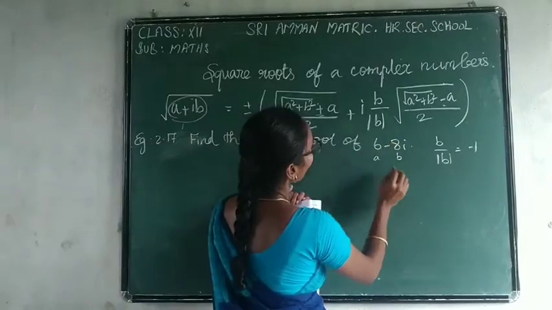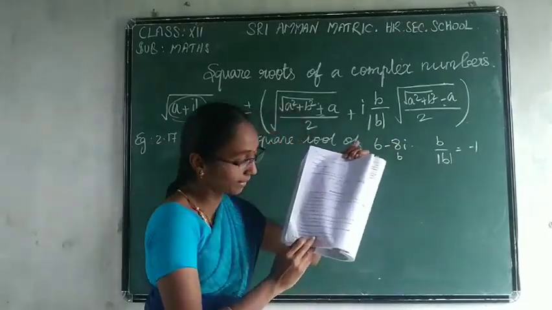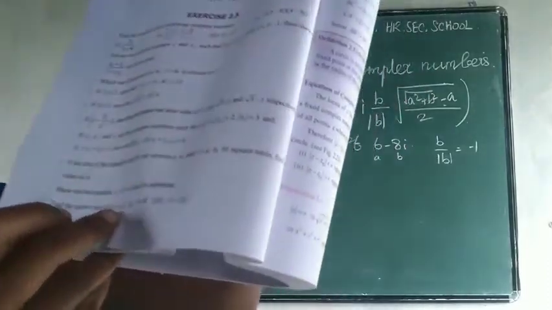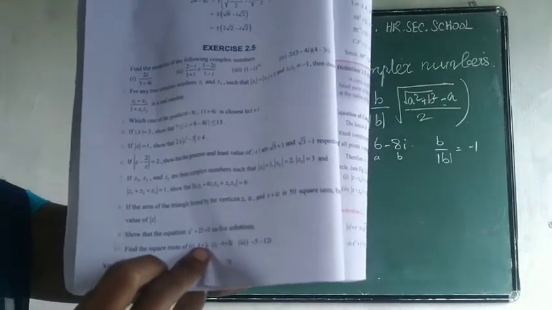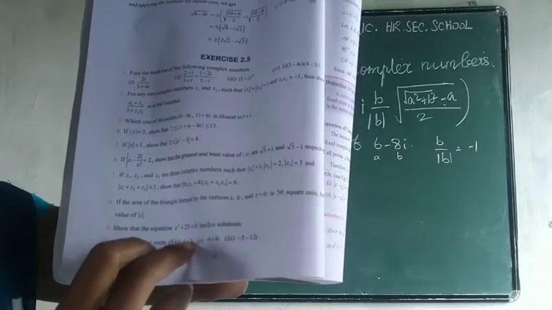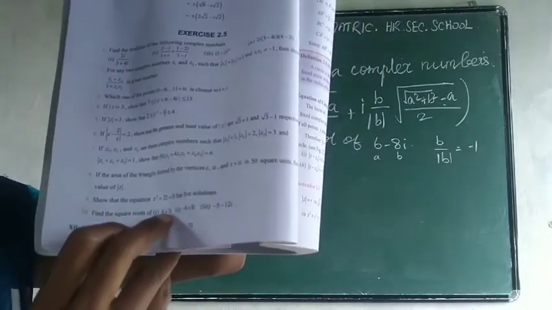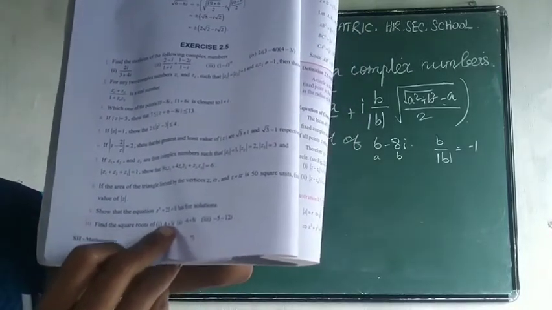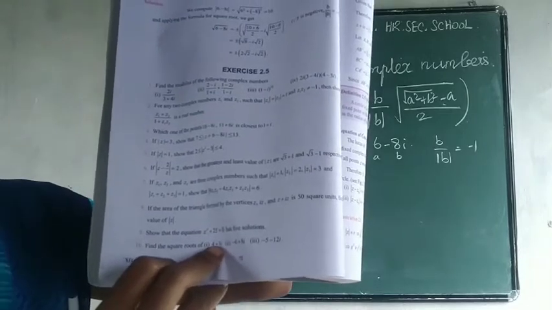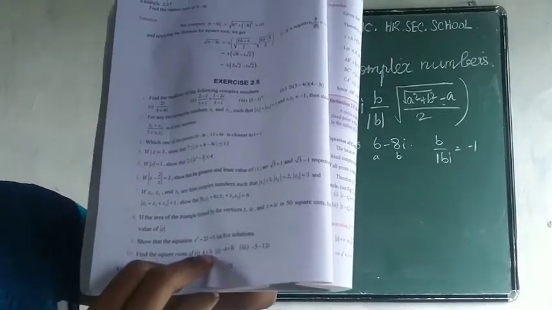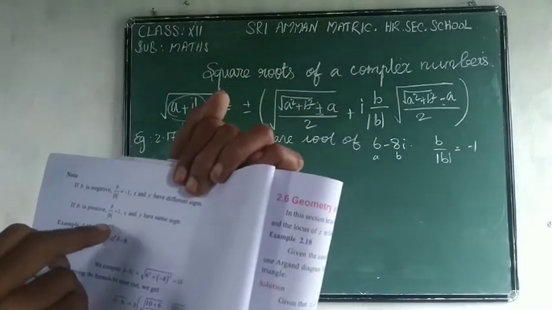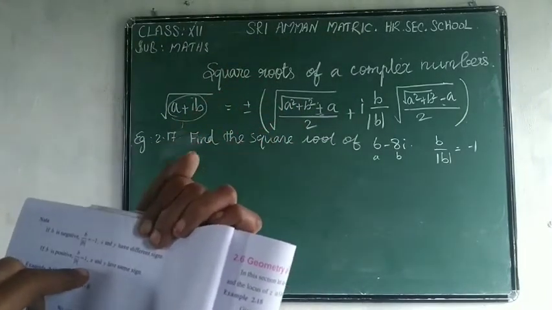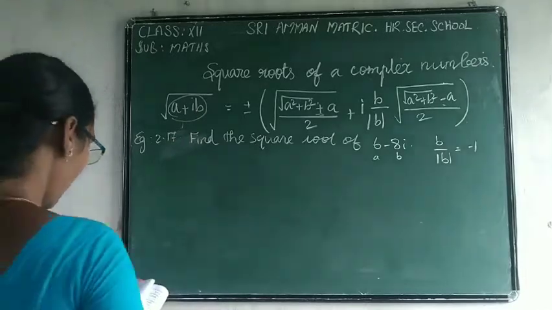Okay, and then one more exercise sum. Listen, find the square root of 4 plus 3i. In this question see here plus 3, so b value is a positive sign. So we are going to use b by mod b equal to 1.